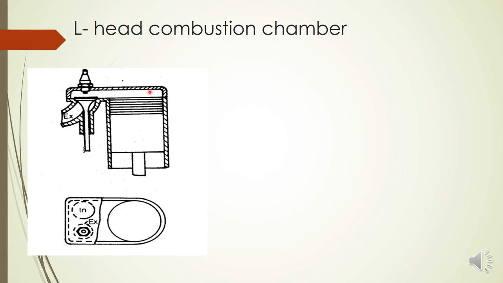So what is the major difference between T-type and L-type? The major difference is that here both the valves are in the block. Only the spark plug is in the head. The cylinder head contains only the spark plug. But the advantage is we can use a single camshaft.